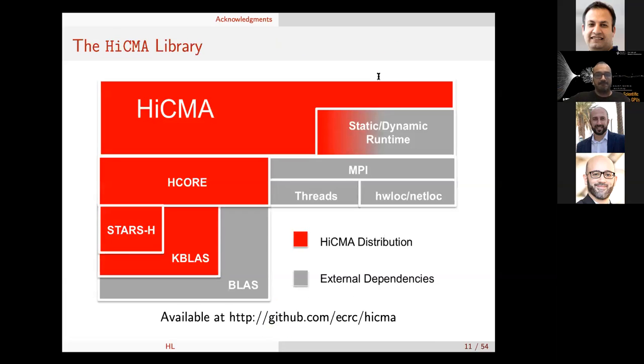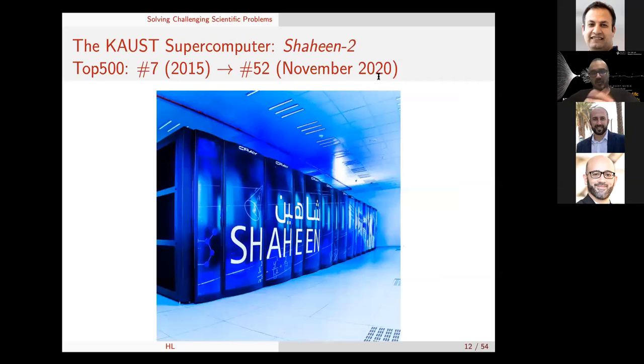Okay. I'm not sure how much time I'm using, but hopefully I'm doing okay. So this is the library that we work on. This is HICMA, which stands for hierarchical computation on many-core architecture. I'll be talking about it a lot during this presentation, but I just wanted to put this chart here right now so that you know that the work we are doing is in the context of HICMA. And of course, I'd like to put one slide here about Shaheen.